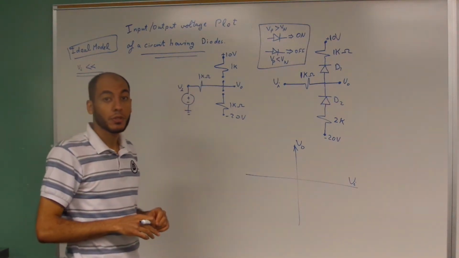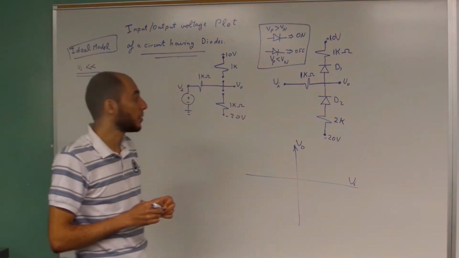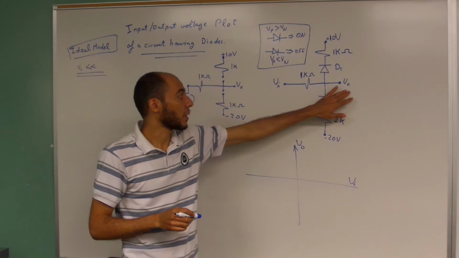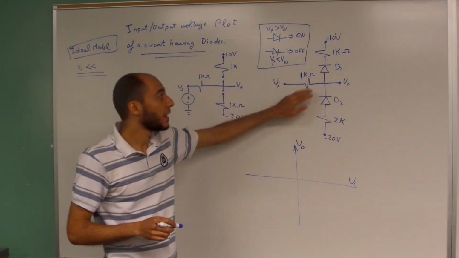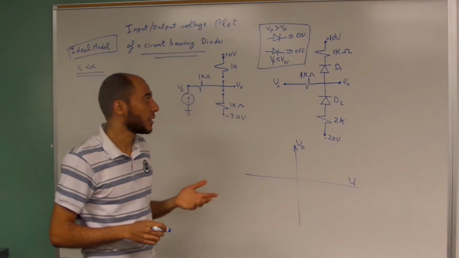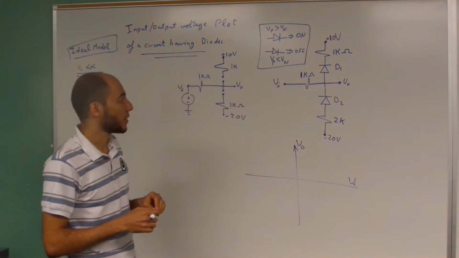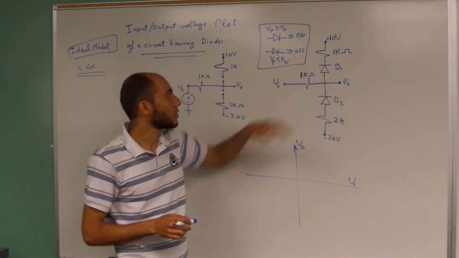Okay, hello everyone. In this video I'm going to teach you how to solve a problem that asks you to plot an output voltage versus an input voltage in some circuit that has some diodes, whether the number of diodes is 1, 2, 3 or any number of diodes. In this particular example, this is the circuit and we have only 2 diodes.